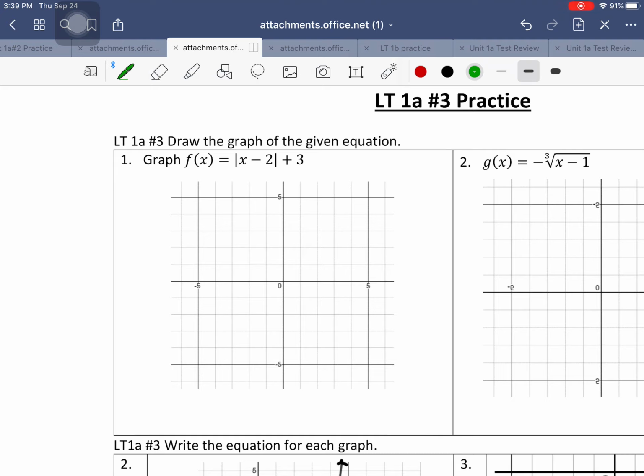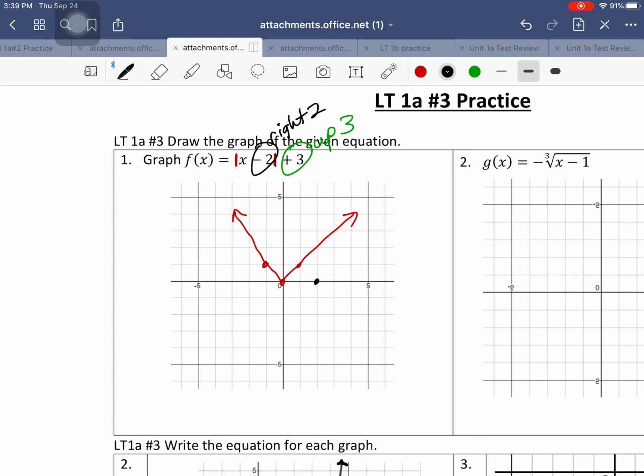All right, so we're gonna, number one, graph the given function. So first we're looking at it, it's an absolute value function. We have to go right 2 and up 3. So for the absolute value function, I'm gonna draw the parent function in first.